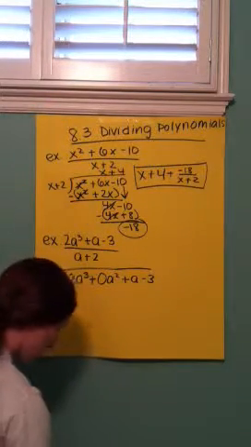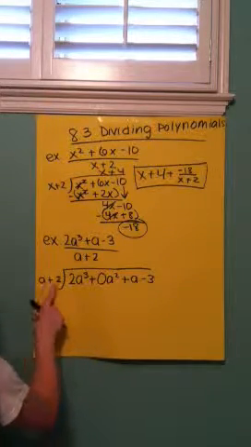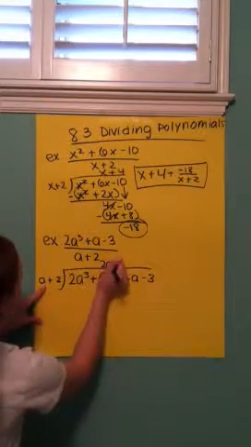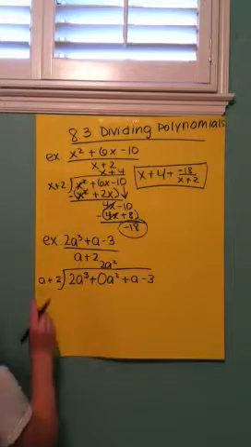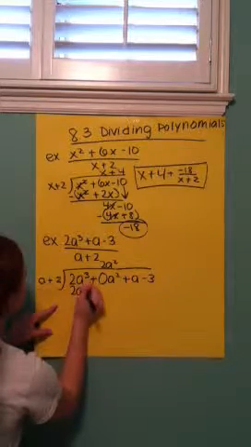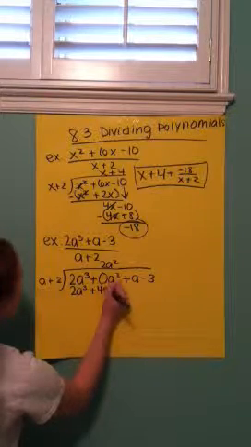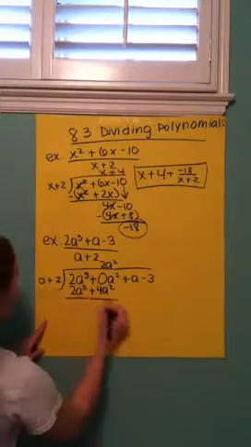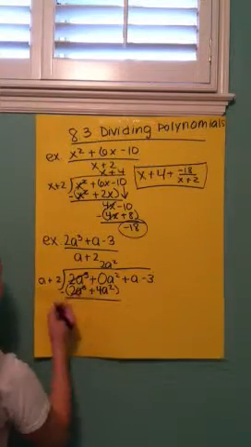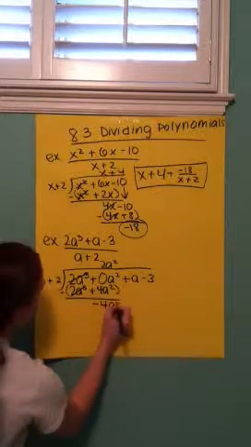So then you have to see what you have to multiply a plus 2 by to get 2a cubed, and that would be 2a squared. So you put it over the squared. And you multiply this, so 2a squared times a is 2a cubed. 2a squared times 2 is positive 4a squared. Then you will subtract these, distribute the negative. These will cancel out, and this is just negative 4a squared.